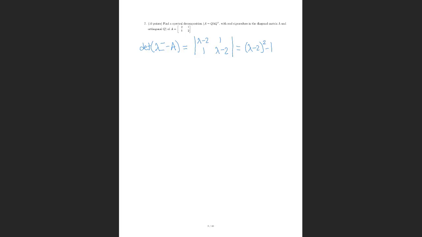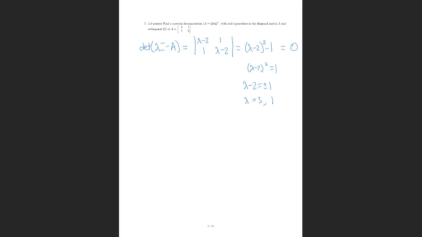And then eigenvalues are the roots of this polynomial, so I'll set it equal to 0. Move the 1 over. That gives us lambda minus 2 is plus or minus 1. So lambda could be 1 plus 2, which is 3, or negative 1 plus 2, which is 1. Okay.